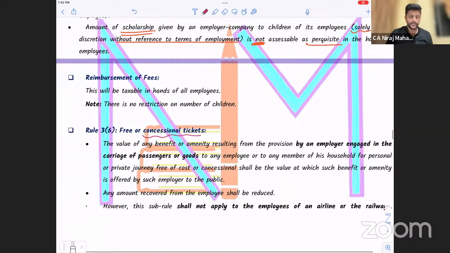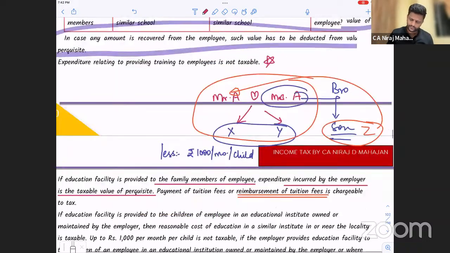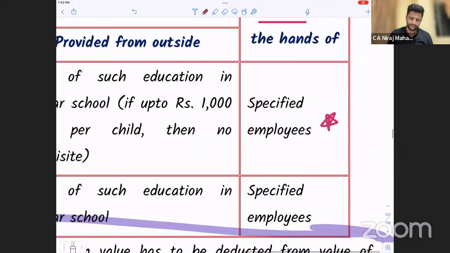Okay. Reimbursement of fees. This will be taxable in the hands of all employees. Very important. Then rule 3.3, bacho, the cost of education provided, that was taxable only for specified employee. Do you remember or no? That was taxable only for specified employee.